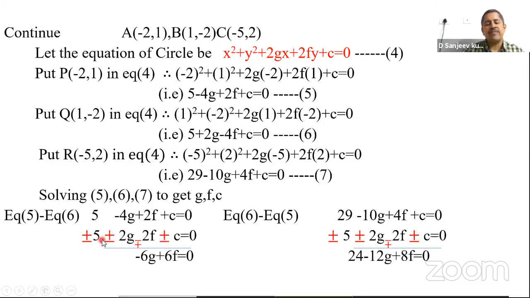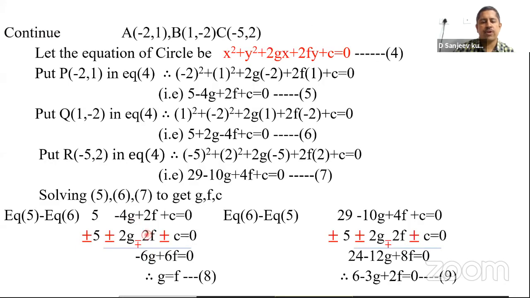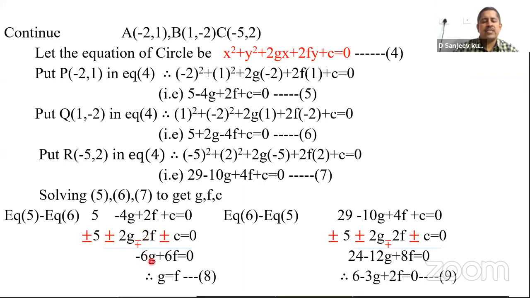So here 5 minus 5 is 0. So minus 4 minus 2 is minus 6g. Then 2f plus 2f is 4f. So this term is 4, right? So you get minus 6g plus 6f is equal to 0. So the value of 6g is nothing but 6f. So therefore the value of g is f.